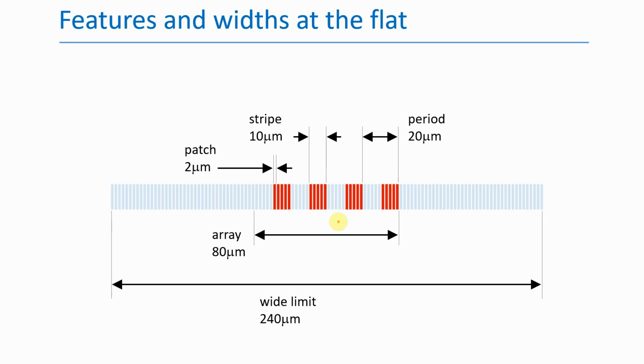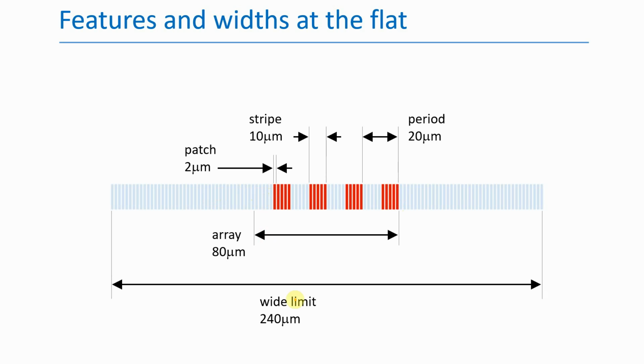And note where the exact edges of the array are. The array is always made up of increments of a full period, so the right edge is the edge of this stripe. But on the left side, it's not the edge of the stripe, but rather the edge of the period. So it includes this dark space. The width of the array here is 80 microns.